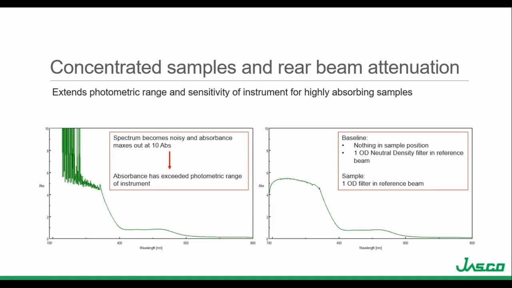So the spectrum on the left shows a sample where the signal to noise dramatically decreases at shorter wavelengths and maxes out the absorbance at 10 below 300 nanometers. This indicates that the sample absorbance has exceeded the photometric range. However, by attenuating the rear beam with a 1 OD neutral density filter, shown on the right figure, the full photometric range of the instrument can be achieved, along with a significantly better signal-to-noise ratio at lower wavelengths. So the possibility of performing rear beam attenuation is another reason double beam instruments are better options when choosing your instrument manufacturer, because in some instruments you don't have access to that rear or reference beam, so that rear beam can't be attenuated.